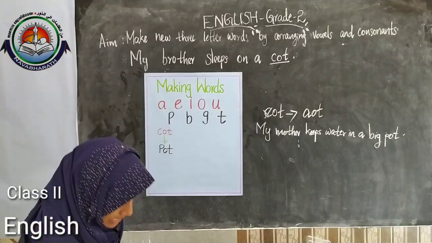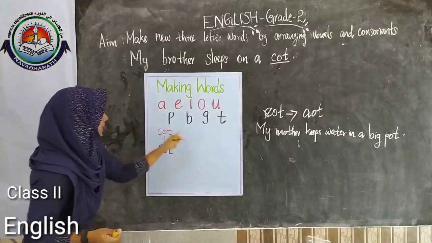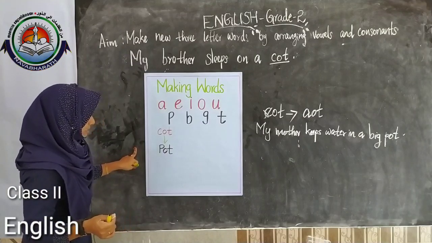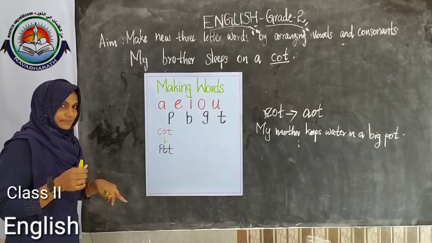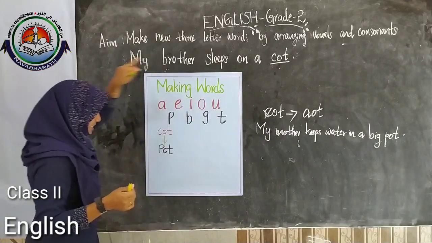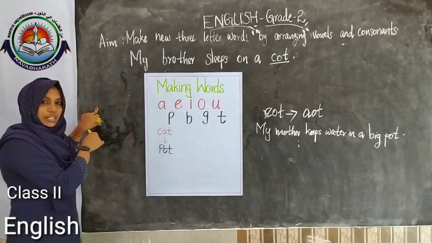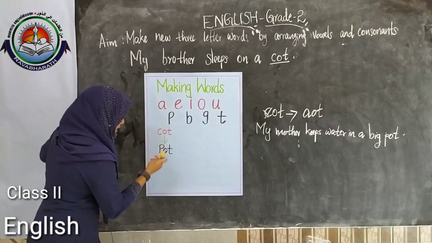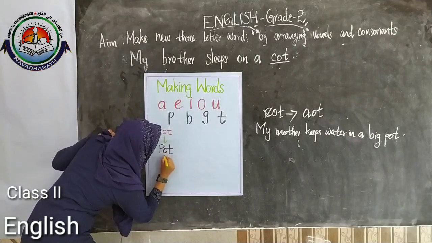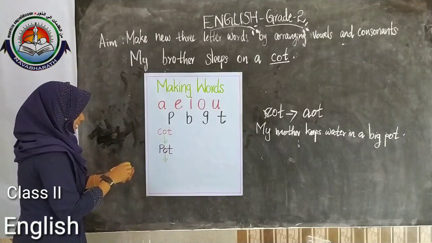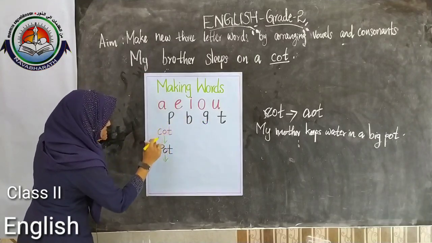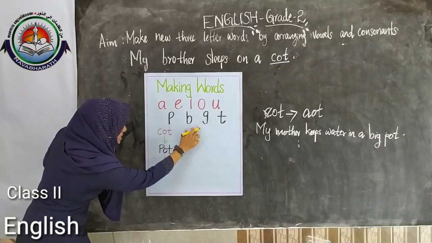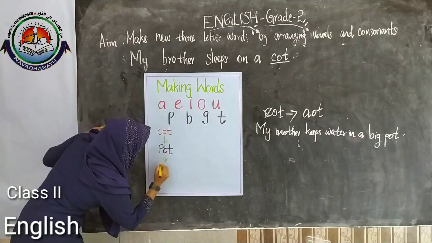So now let's replace this P letter with any one of these letters. Here we can take the letter G. What happened? If you take this letter G instead of this P, which word do we get? Yes, there is another word we get. Here, ma'am, take this letter, replace. I'll replace this P with this G.